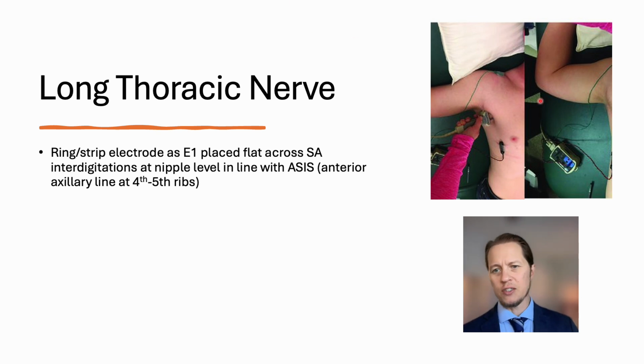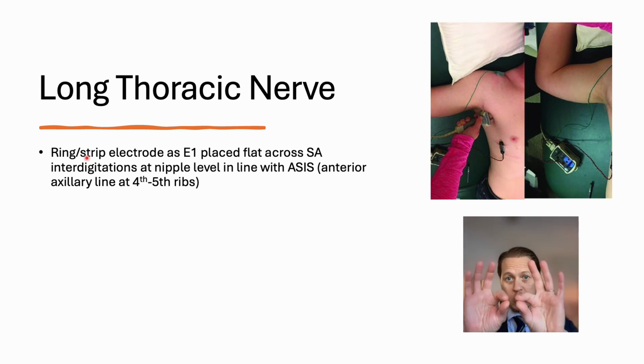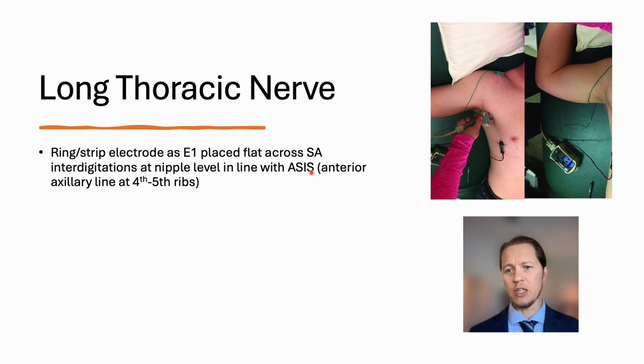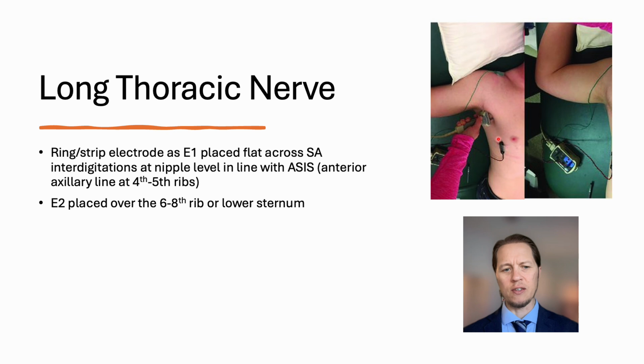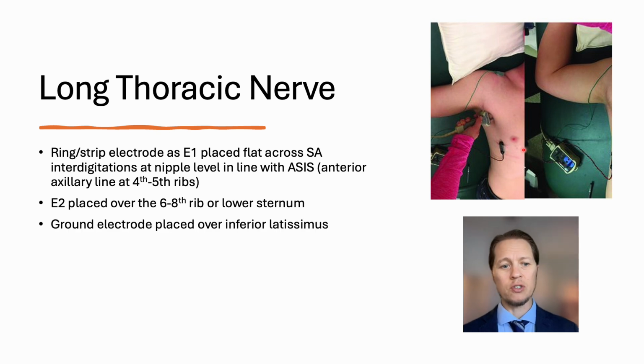The ideal way, this is just a picture that I was able to find. They used a bar electrode. I don't like that at all. The better thing is use one of those disposable strip or ring electrodes that you can do wrapping around the finger and just place it longitudinally, just like this bar electrode, across the serratus anterior interdigitations, kind of starting right at nipple line and in line going down with the ASIS in this picture here, in approximately the anterior axillary line. E2 you place a little bit farther down in that same line, or you can just put it right on the lower sternum.